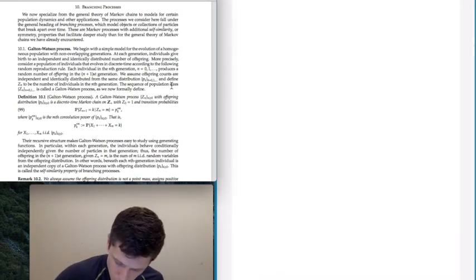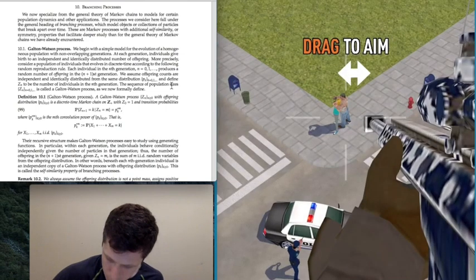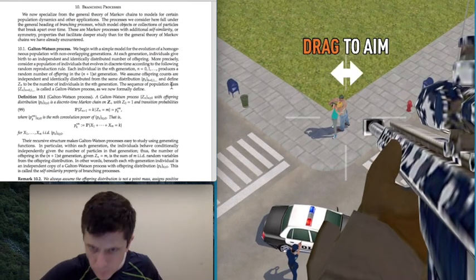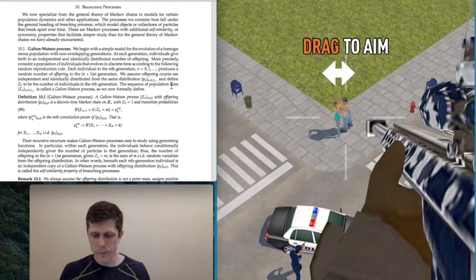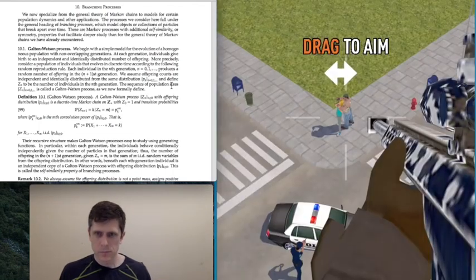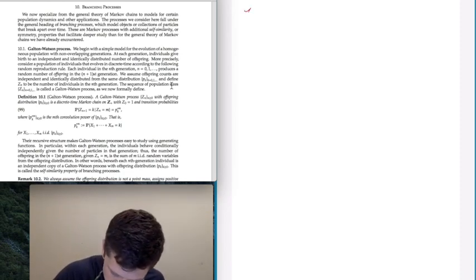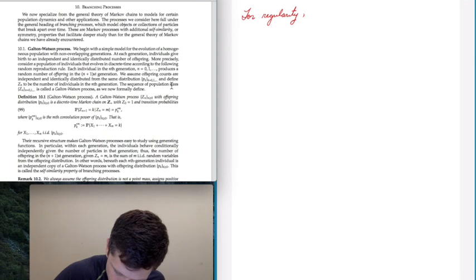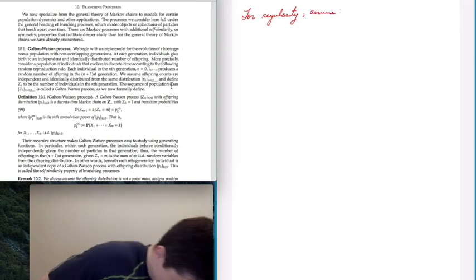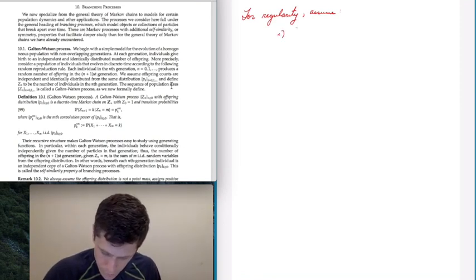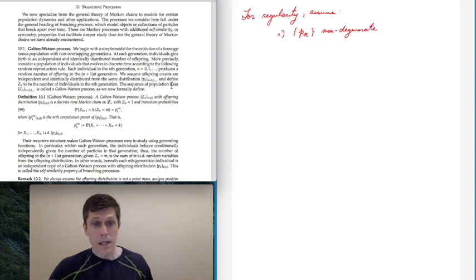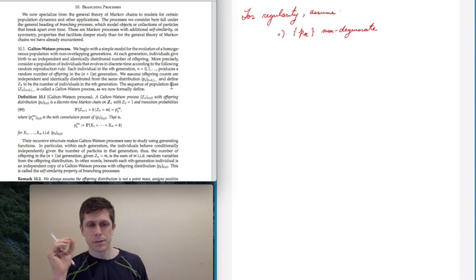Okay, and so just for regularity purposes, we're going to assume a few things about the offspring distribution. We're going to assume, first of all, that the offspring distribution is non-degenerate, meaning it doesn't have a point mass at any given value. If it were a degenerate distribution, then there'd be nothing interesting to say.